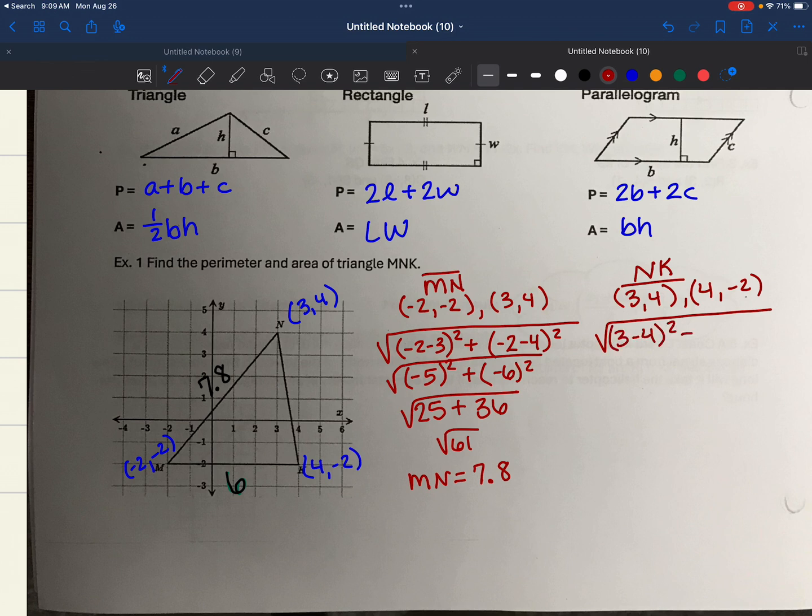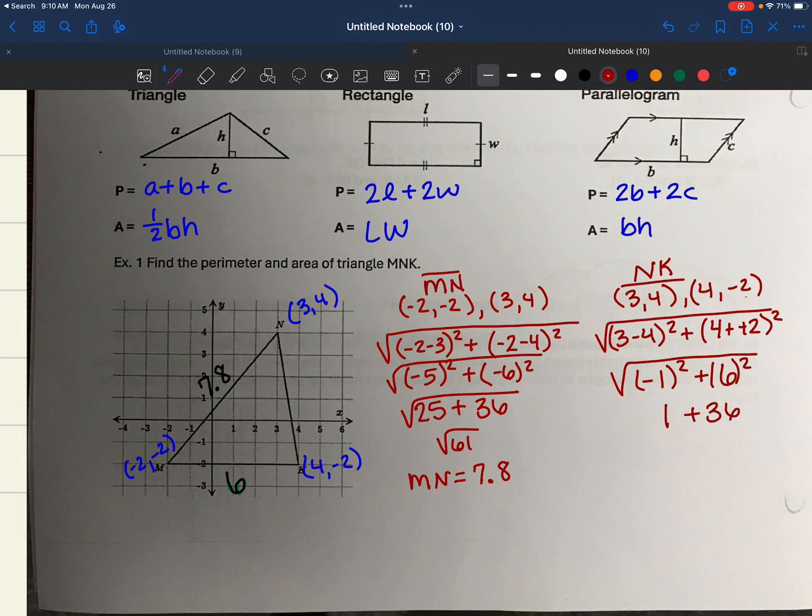3 minus 4. Okay. Somebody else tell me, what am I subtracting for Y? 4 minus -2. Thank you for saying minus a negative. That is the correct way to start off writing this. Okay. 3 minus 4 is going to give us -1. Somebody said that correctly. 3 minus 4 is -1. 4 minus a negative changes to addition, so that's going to be plus 6 squared.